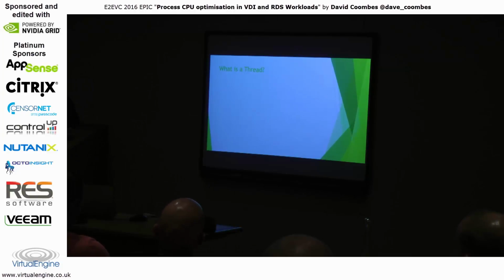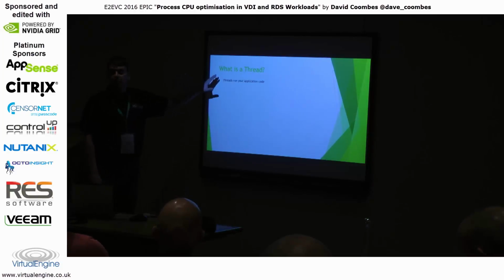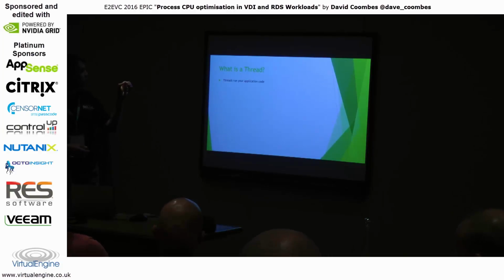So what is a thread? Threads run your application code. That's what they do. Do we have developers in the room? Show of hands. Great. So threads run your application code, and it doesn't have to be a C application. It could be a PowerShell script, a VB script, a batch script. Everything you do comes down to the minimum thing, which is a thread, and that contains your application code. We know that threads belong to a process, and a process can have many threads. You can have a collection of threads that belong to the same process.